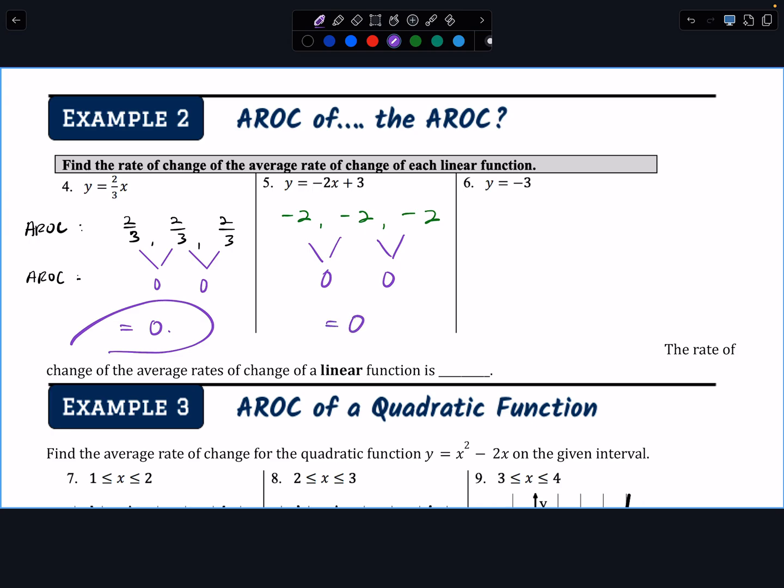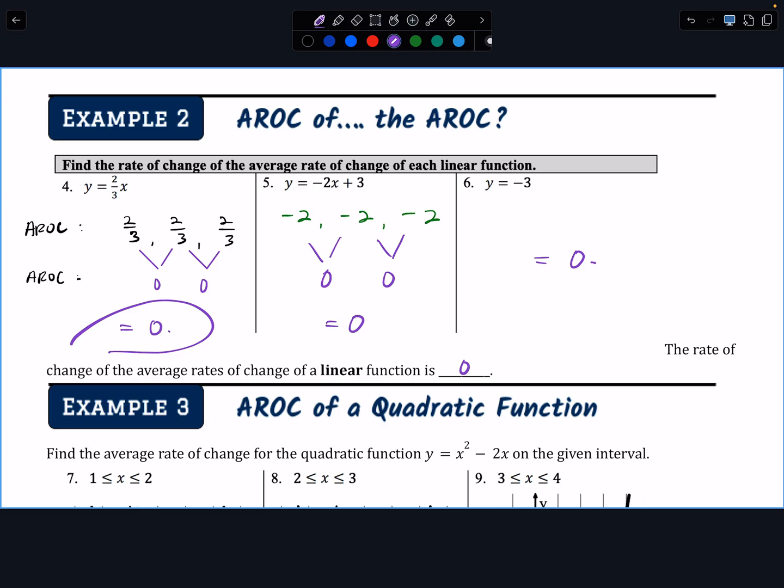So can we predict what's going to happen in the last one? It's going to be 0. That's cool. So in general, the change of the average rates of change of linear functions is always what? 0. Cool. This will make more sense in calculus, because in calculus, this is actually called a derivative, and you guys will learn how to do that in calculus.